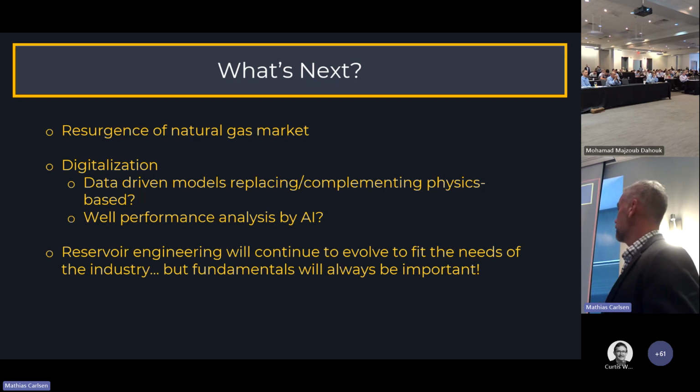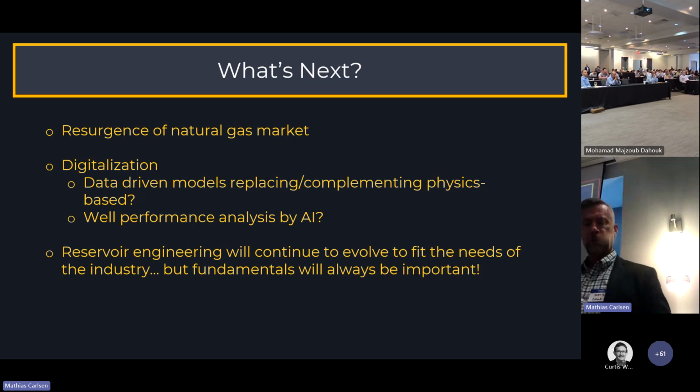Reservoir engineering will continue to evolve to fit the needs of the industry, but as I said before, fundamentals will always be important, so let's not forget about the importance of fundamentals. And with that, I'll say thank you very much.